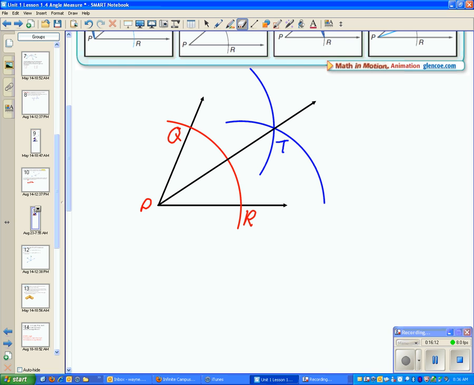Okay? See if you can do that on your own. So on your own paper, construct an angle to start with, and then construct its bisector.